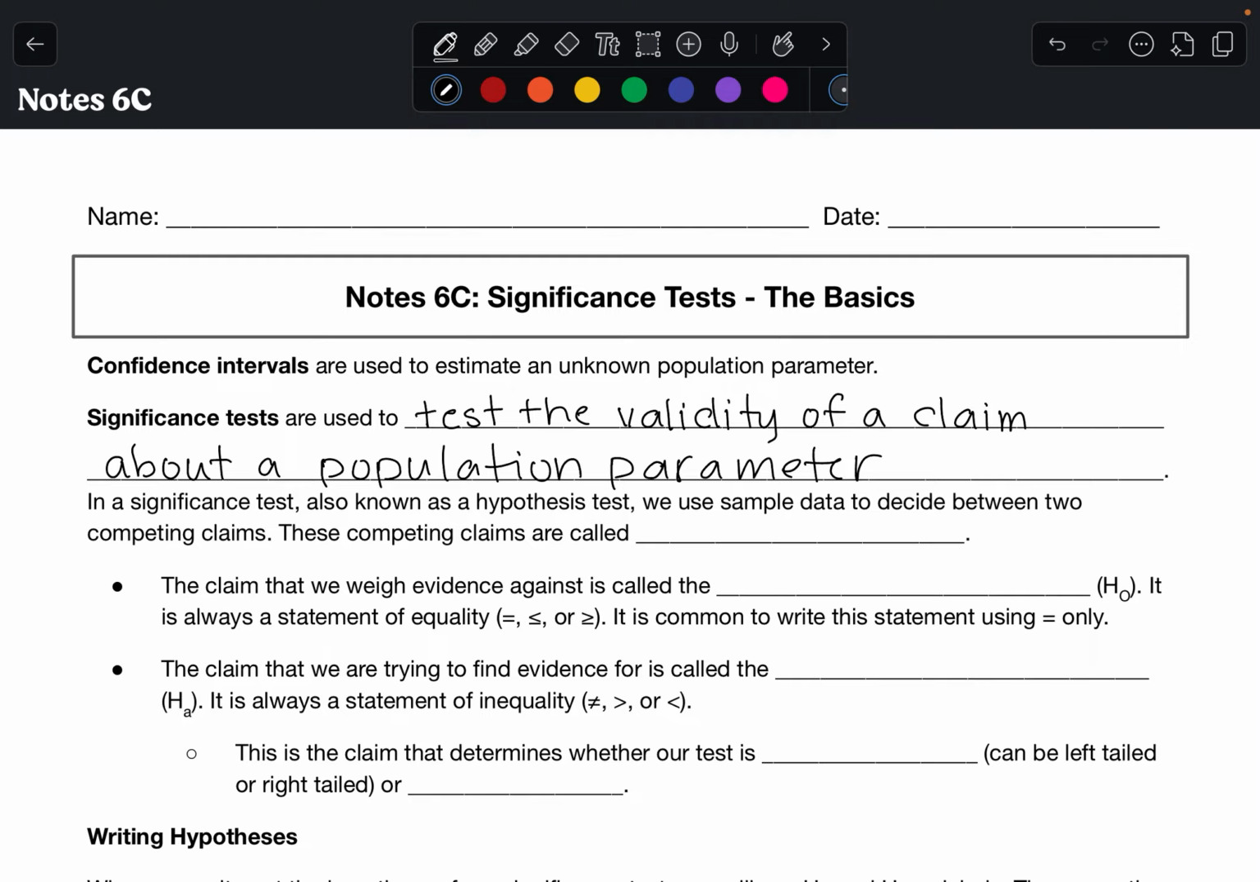In confidence intervals, we use the sample data to construct the interval. The sample statistic became the center, and then we used the standard error of the sampling distribution to determine the width of that interval. In a significance test, we already have a population value. The sample is then used to determine whether that statement is likely to be true or not.